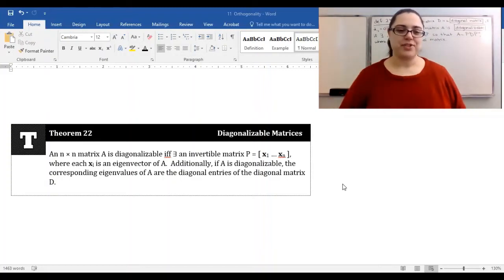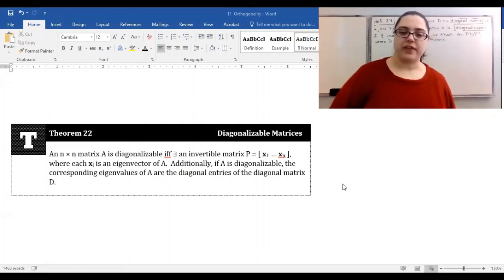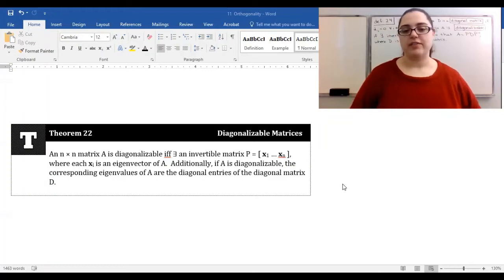So an n by n matrix is diagonalizable if and only if there exists an invertible matrix P with the columns x1, x2, x3 up to xn, where each of these xi's is an eigenvector of A. Additionally, if A is diagonalizable, the corresponding eigenvalues of A are the diagonal entries of the diagonal matrix D. So that's what theorem 22 is saying, in formal mathese, of course. So what is it saying in plain English?